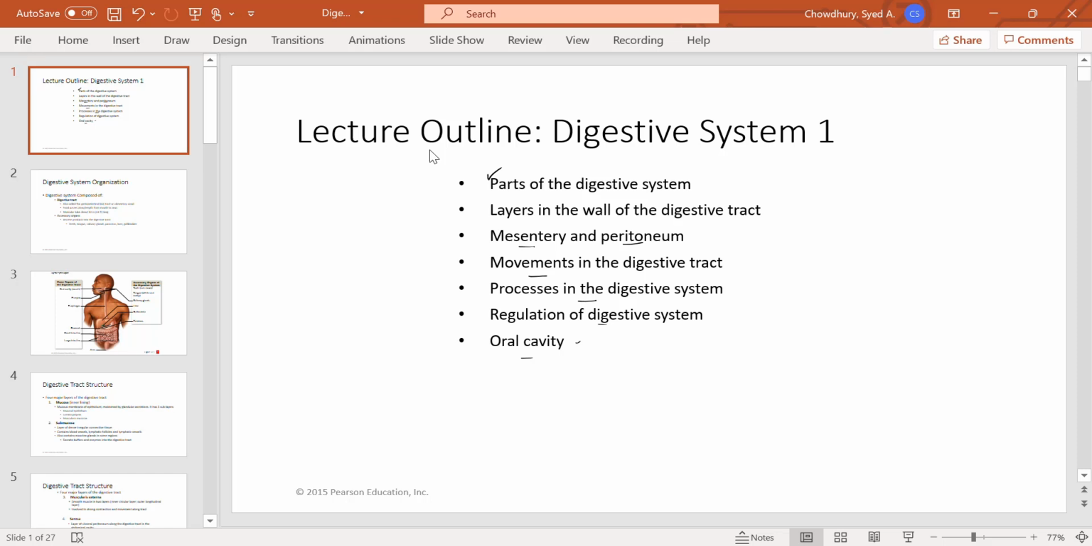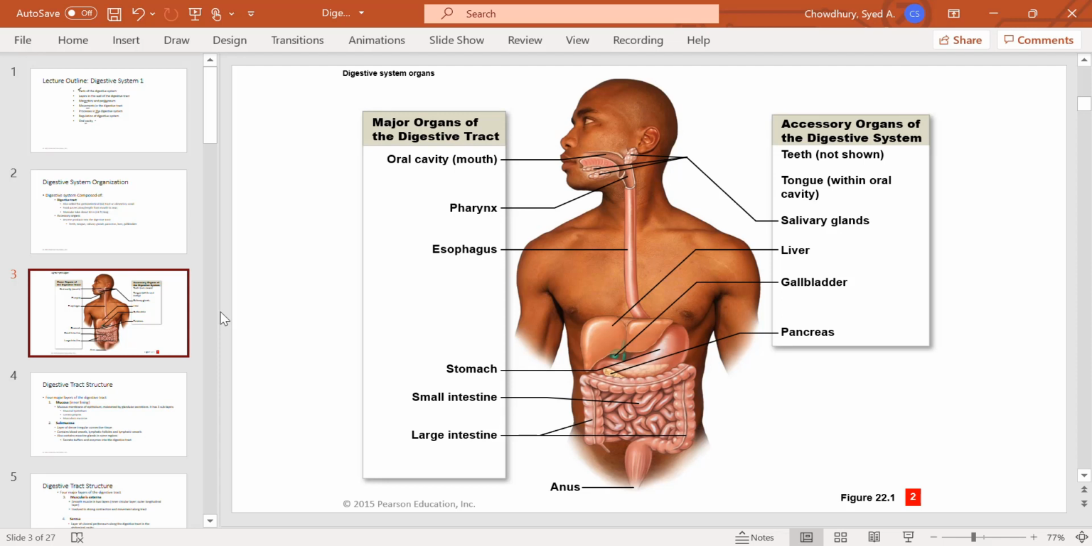So first, the parts of the digestive system. If you see, the digestive system has two parts. One part is called the GI tract or gastrointestinal tract. It is also called the alimentary canal. This part is a long tube that starts at the mouth and ends at the anus. So from the mouth or oral cavity all the way to the anus.